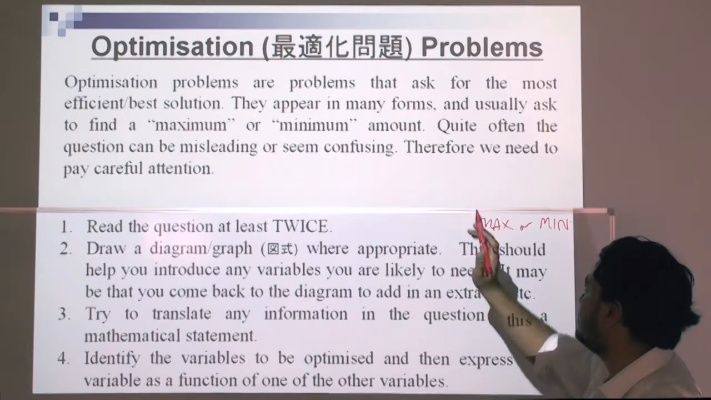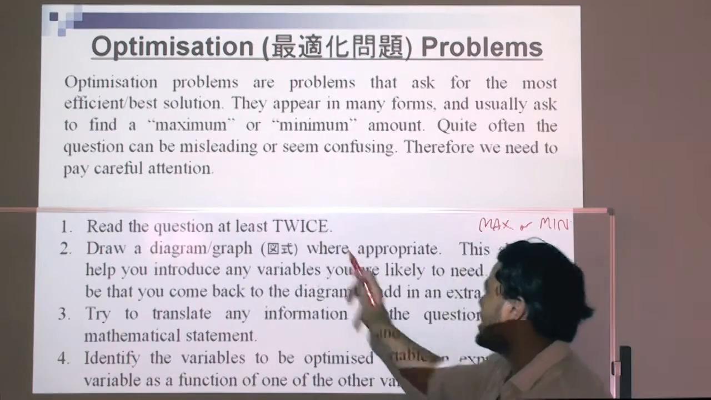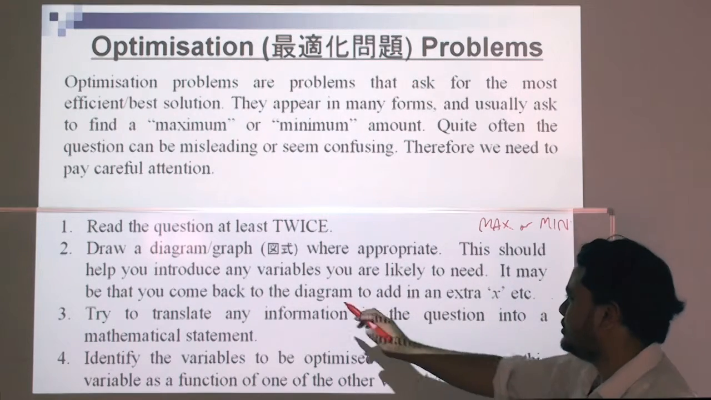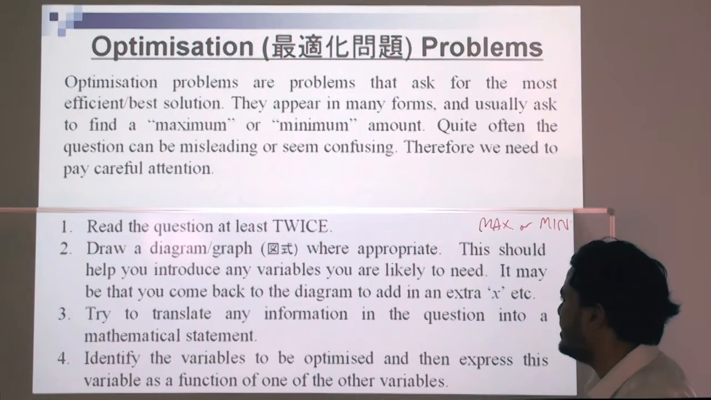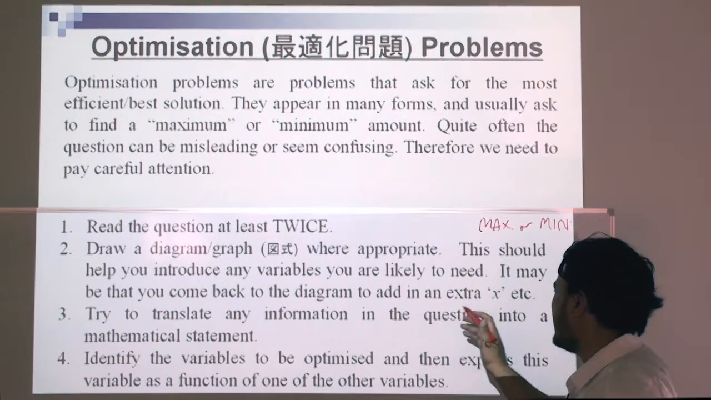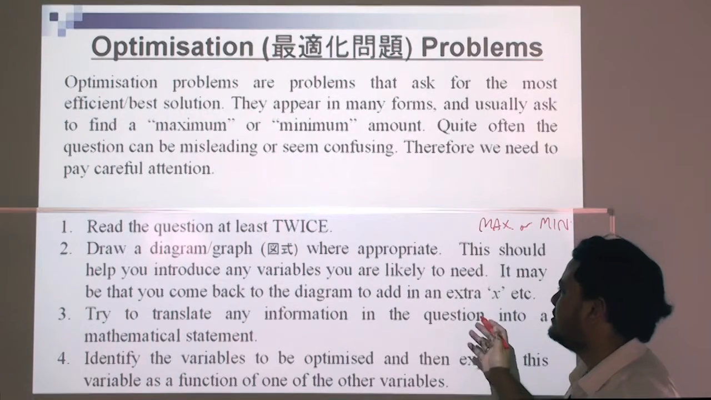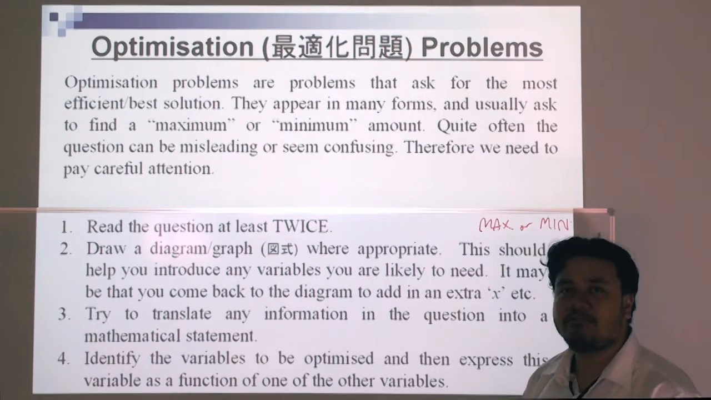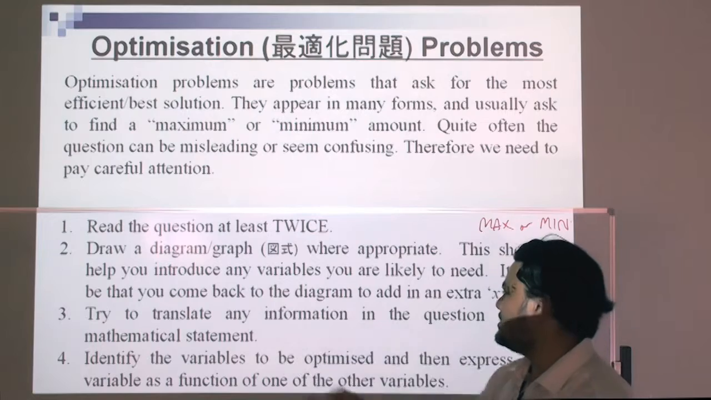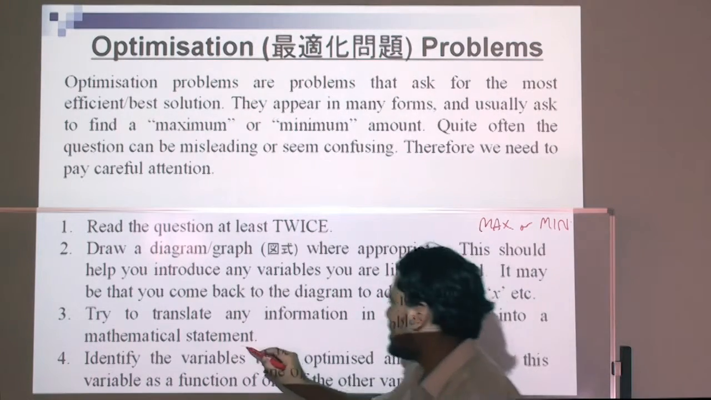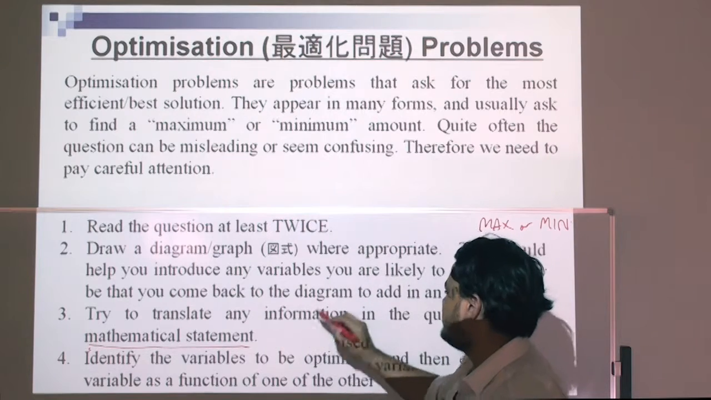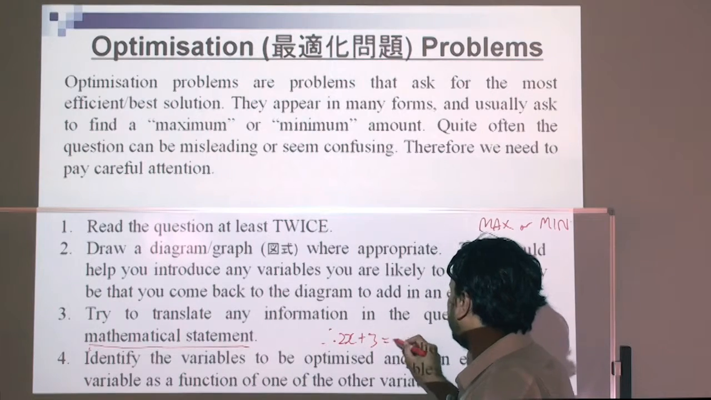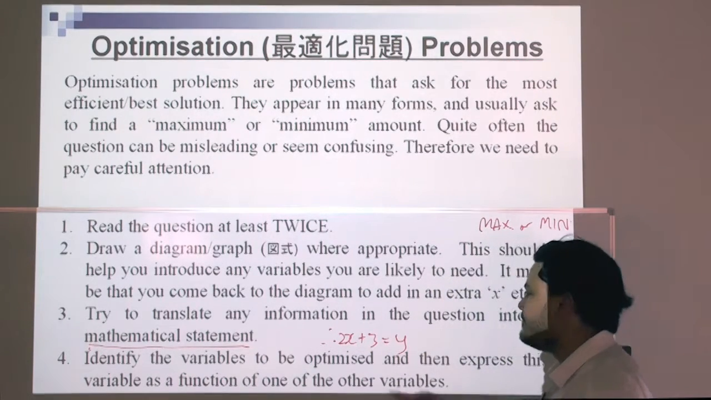What we should do when solving these kinds of problems: read the question at least twice. Draw a diagram or graph where appropriate. This should help you introduce any variables you are likely to need. It may be that you come back to the diagram to add in an extra x, etc. So what this simply means is it makes it much easier to understand if you actually draw some picture, a diagram, a graph. Try to translate any information in the question into a mathematical statement. So you're going to have formulas like 2x plus 3 is equal to y, for example.